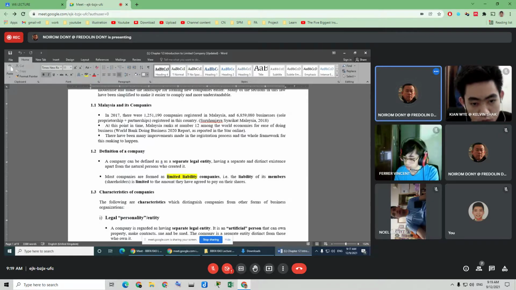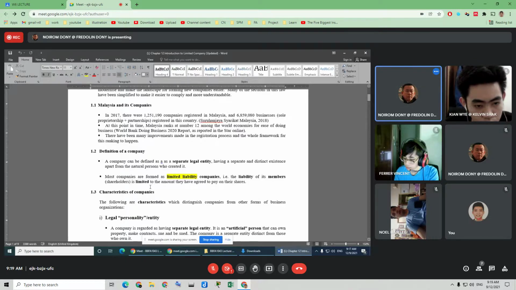But the opposite, for a sole trader, is unlimited liability. Meaning, if the business fails to make payment, all the payables can go after the personal belongings of the sole proprietor or the sole trader. That is the meaning of limited liability: the liability of its members is limited to the amount they have agreed to pay on the share. So if they have paid all the share, then there's no more liability.